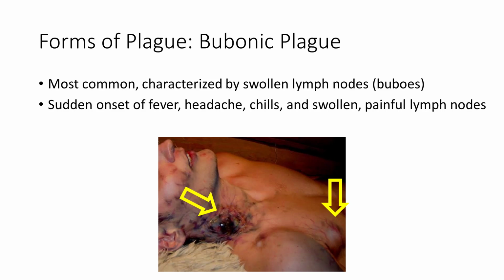First is bubonic plague. This is the most common form, characterized by swollen lymph nodes also called buboes. Patients develop sudden onset of fever, headache, chills, and swollen, painful lymph nodes.